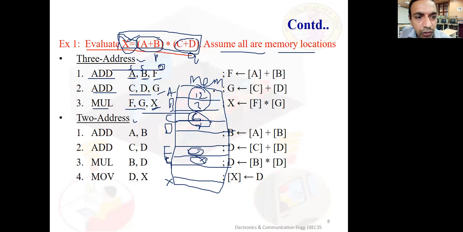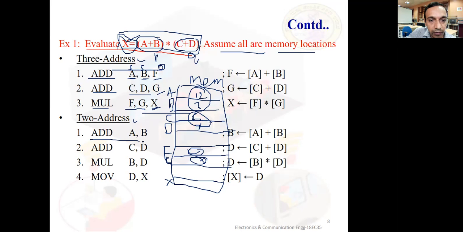Now coming to the 2 address format. As I said, 2 address format means you can specify 1 source and 1 destination. Okay. So that means you can't do all the operations together as in the 3 address format. So you need a little bit more set of instructions.